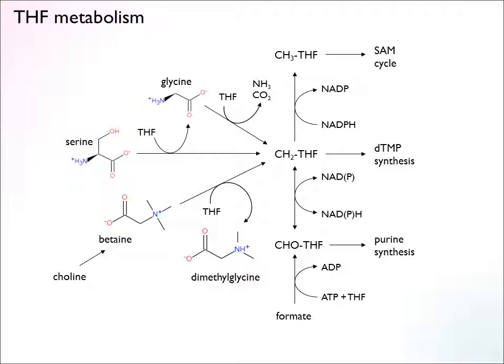There is also another source of these groups. So formate, the simplest carboxylic acid, can be directly bound to tetrahydrofolate. This is a ligase that requires ATP. This has traditionally been thought to be less important, but in recent years there have been some studies showing that this actually occurs in some cell types. So this is potentially another source of the 1-carbon unit bound folate.